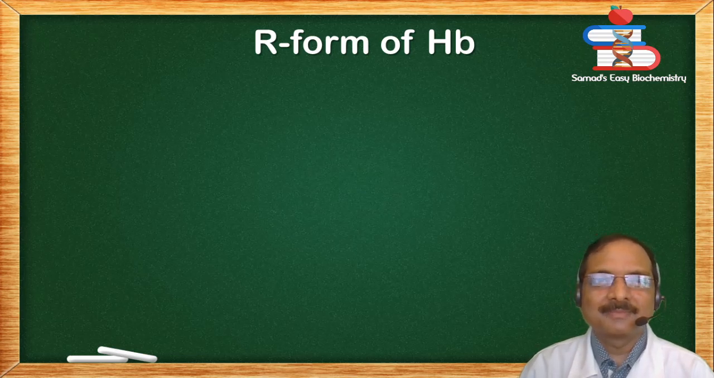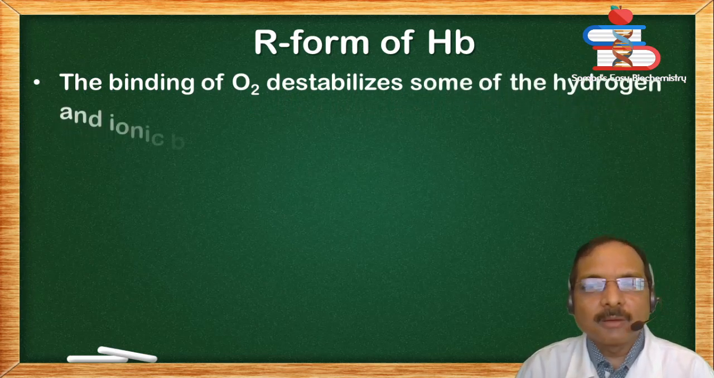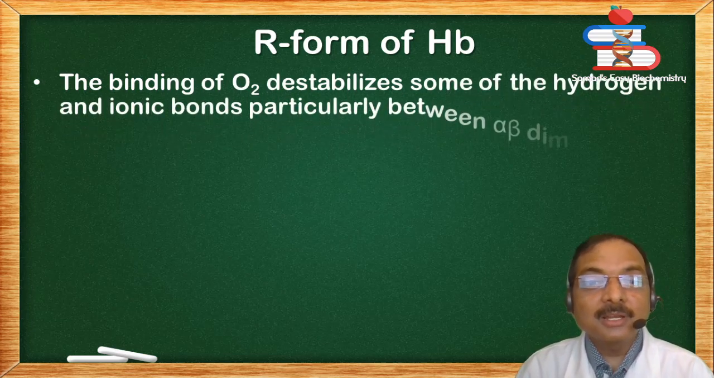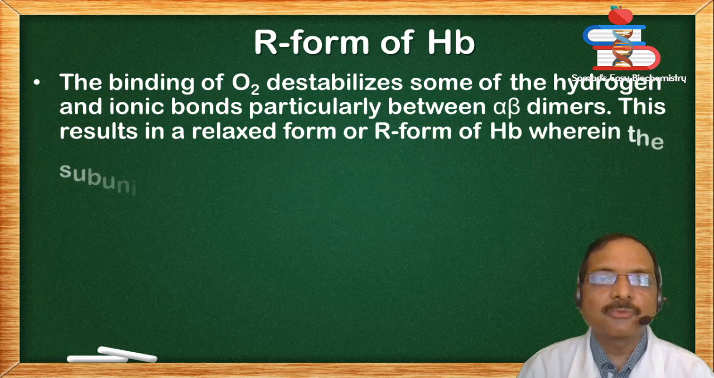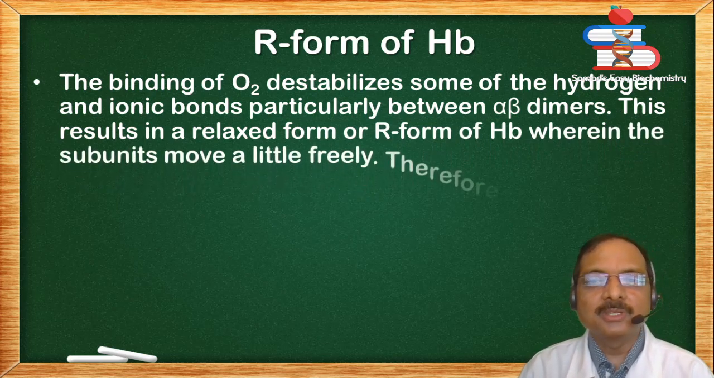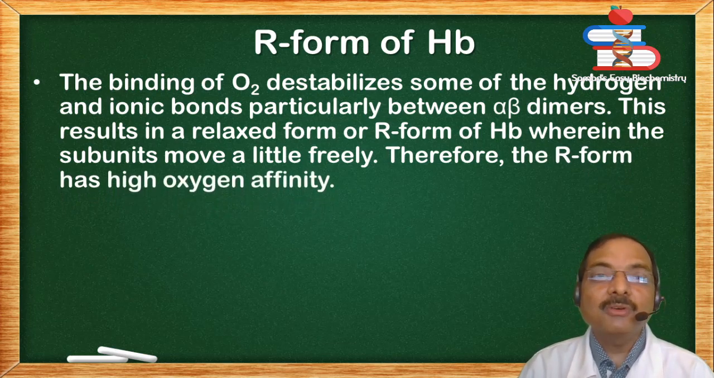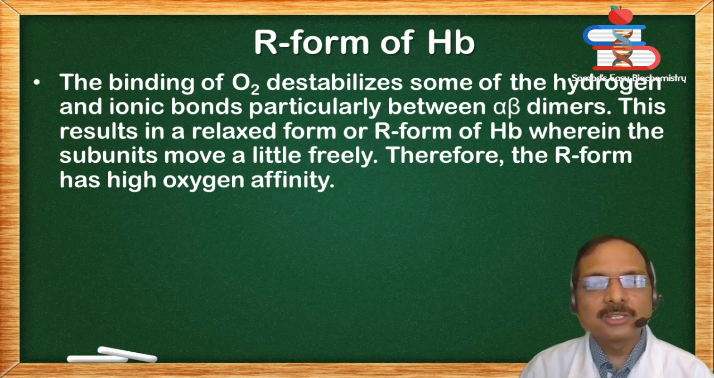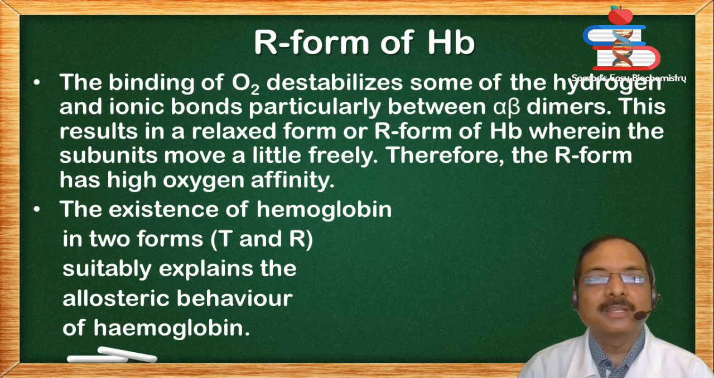R form of Hb. The binding of oxygen destabilizes some of the hydrogen and ionic bonds, particularly between alpha-beta dimers. This results in a relaxed form or R form of Hb, wherein the subunits move a little more freely. Therefore, the R form has high oxygen affinity. The existence of hemoglobin in two forms, T and R, suitably explains the allosteric behavior of hemoglobin.